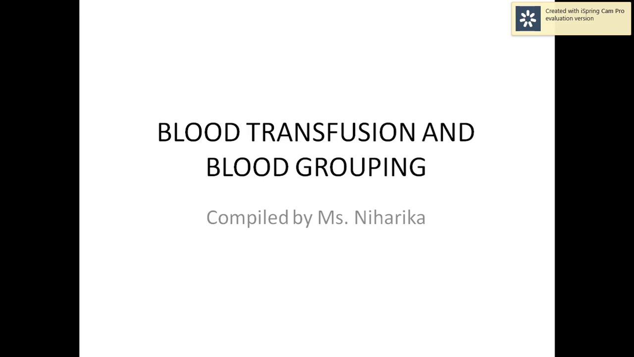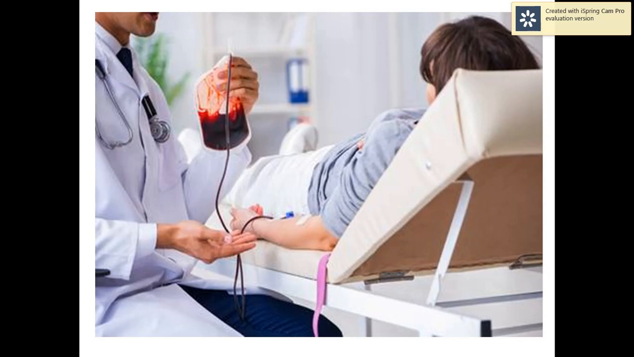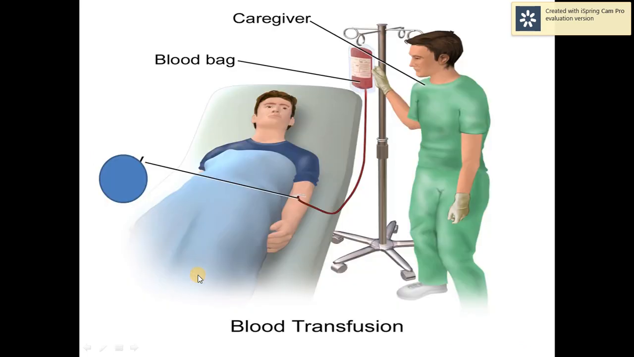So first, what is blood transfusion? Blood transfusion is the transfer of blood from a healthy person, the donor, which is introduced through one of the patient's veins. It is a highly specific process, and transfusion takes place between compatible people, that is, the donor and the recipient have to be compatible. Now we move on to the next slide.